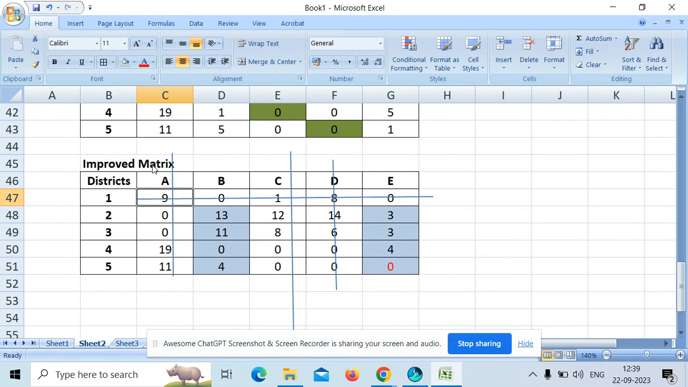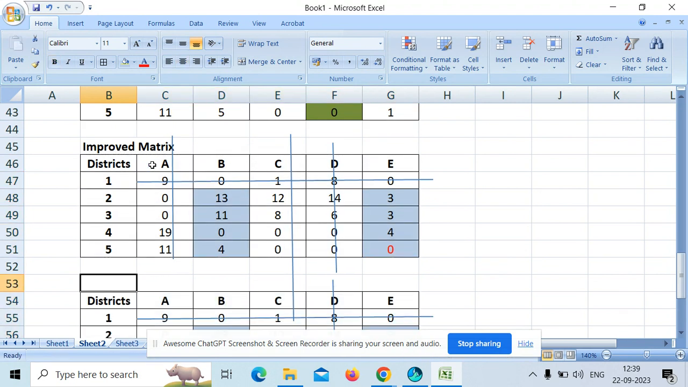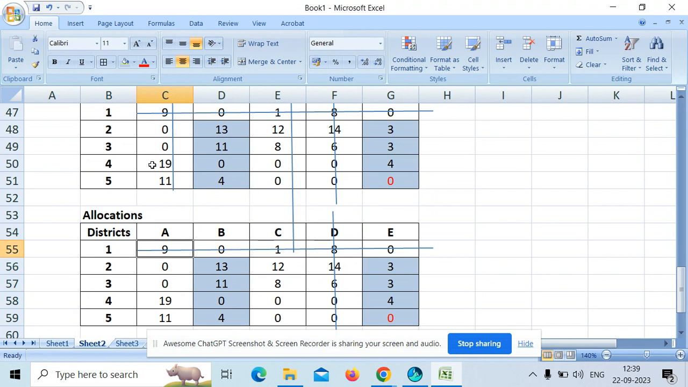ये हो गया। होप आई एम नॉट गोइंग टू फास्ट. No, no. Okay, so improved metrics done, now let us go for allocations. Okay, let us go for allocations again. Ma'am, 1 minute. I'll do the allocations, please. Yeah sure, I'm just doing the improved metrics. Okay, I'll wait.